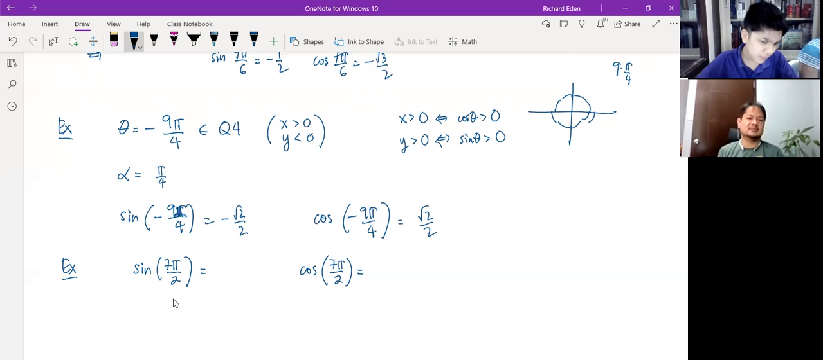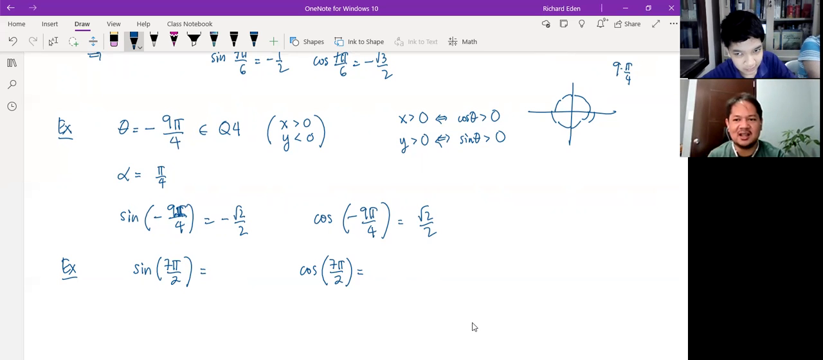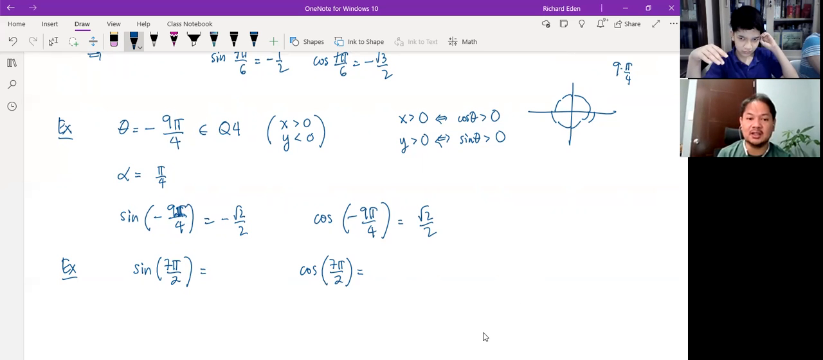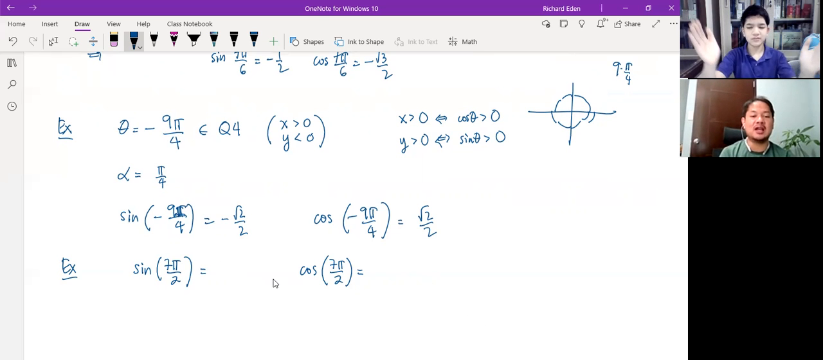7 pi over 2 is equal to pi over 2. Technically 90. Is that considered? Yes. Actually, 7 pi over 2 is a quadrantal angle, so you don't have to think of a reference angle. I want you to go back to just imagining, where is the terminal ray? This is the boundary between quadrants. Yeah, so it's on the negative y-axis. So now imagine the intersection of that with the unit circle. Once you know the intersection with the unit circle, you can now tell me the sine and cosine.